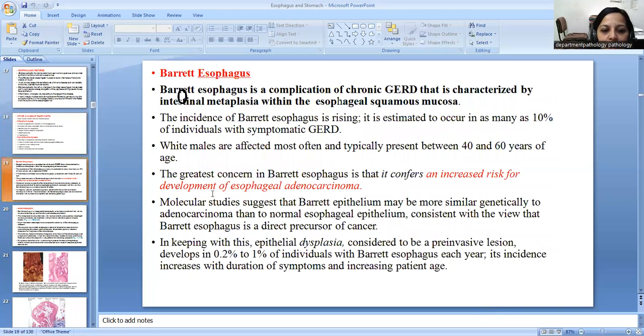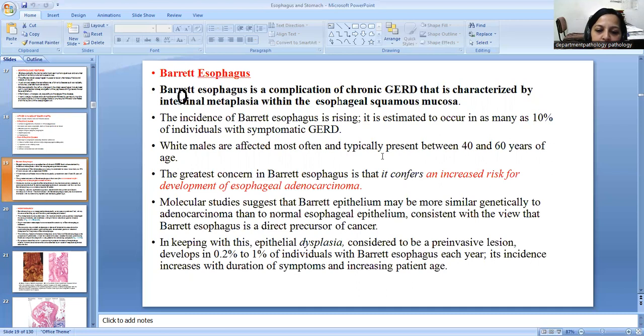Now, Barrett's esophagus. Barrett's esophagus is a complication of chronic GERD that is characterized by intestinal metaplasia within the esophageal squamous mucosa. The incidence of Barrett's esophagus is rising. It is estimated to occur in as many as 10% of individuals with symptomatic GERD. White males are affected most often and typically present between 40 and 60 years of age. The greatest concern of Barrett's esophagus is that it confers an increased risk for development of esophageal adenocarcinoma.